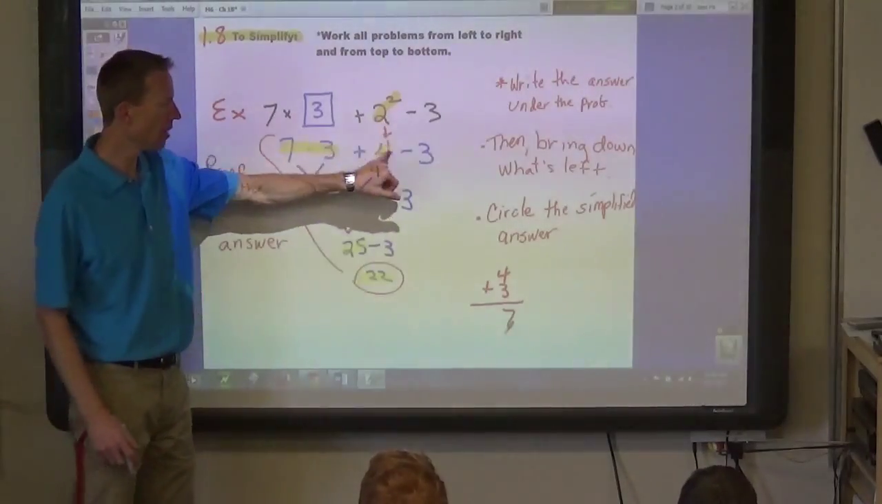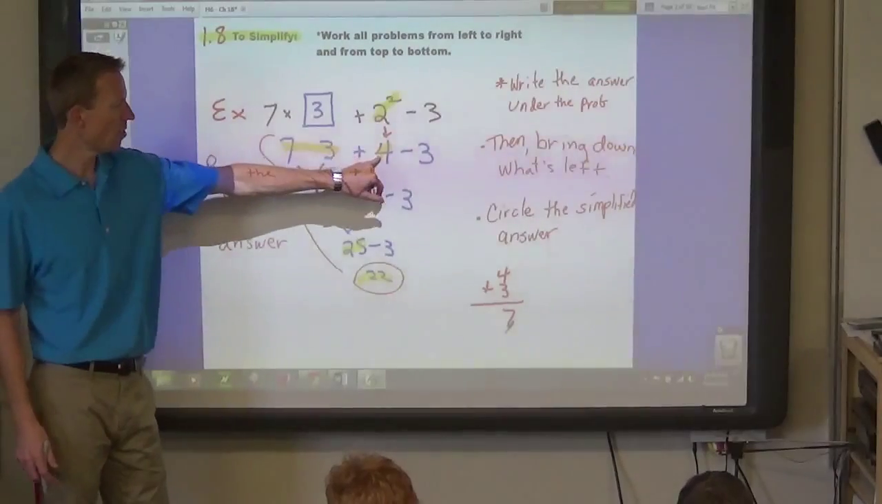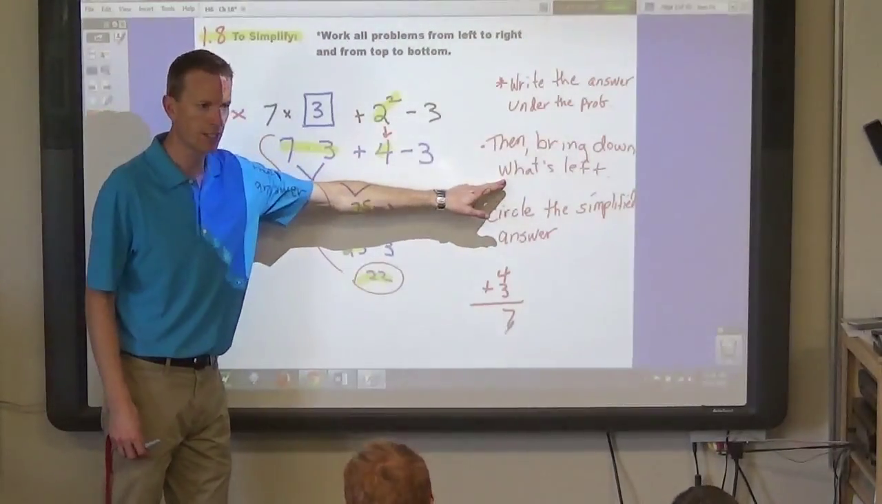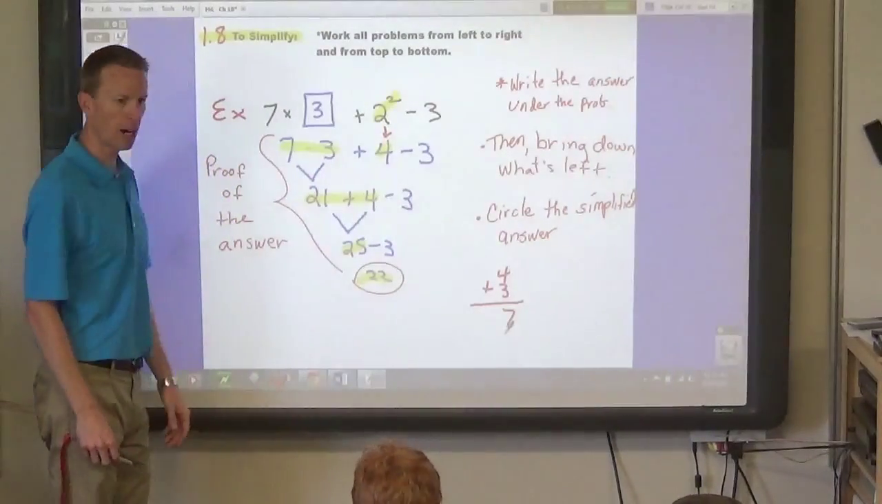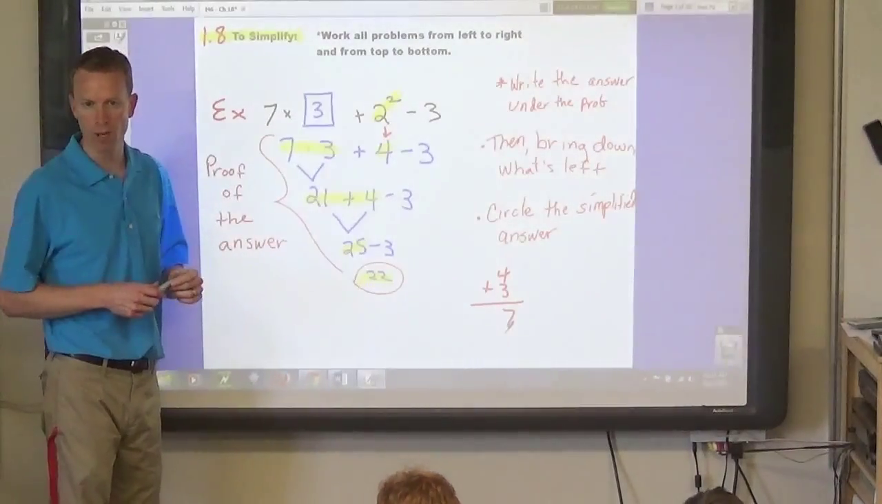That's the same thing you're doing without the line. So you write the answer underneath, and then it says bring down what's left. Bring down the rest of the problem. Whatever parts of the problem you haven't simplified yet, that's what you bring down next.